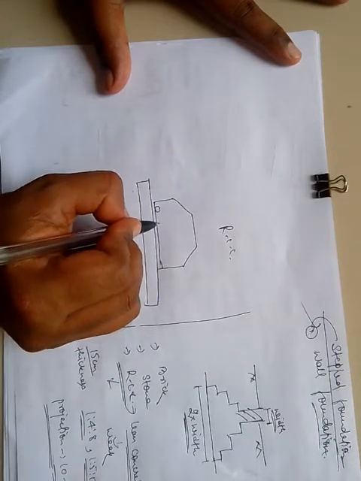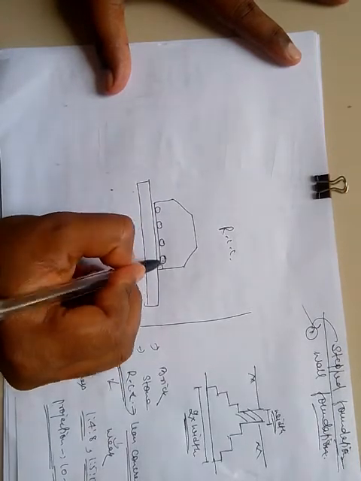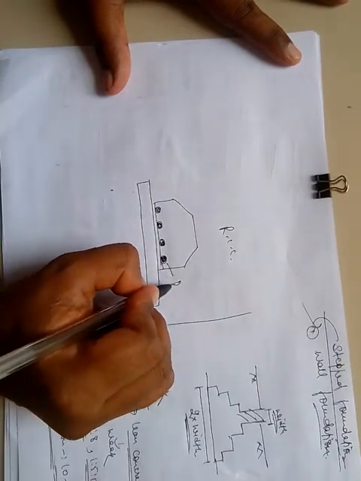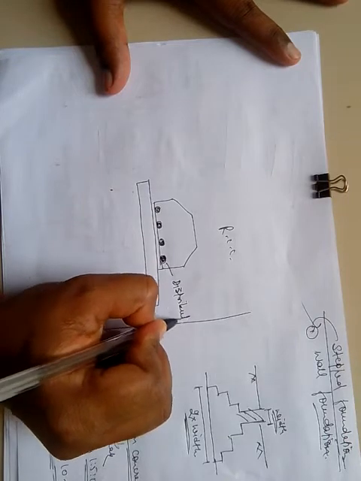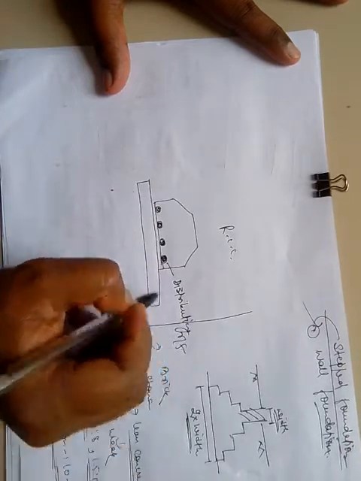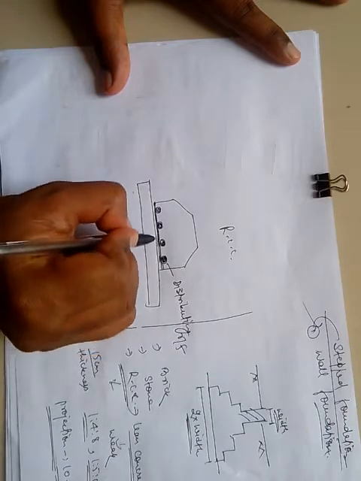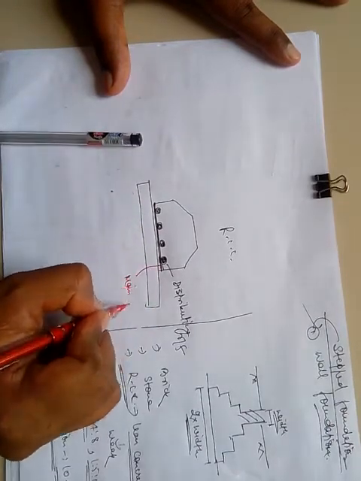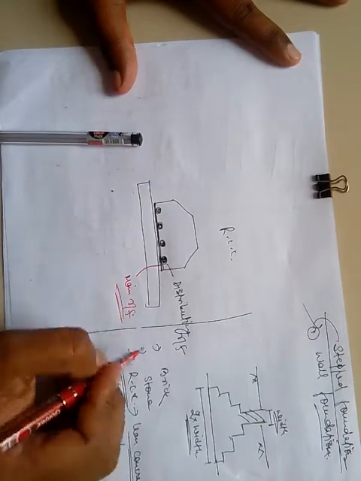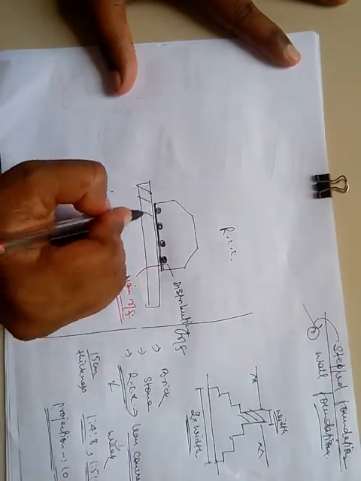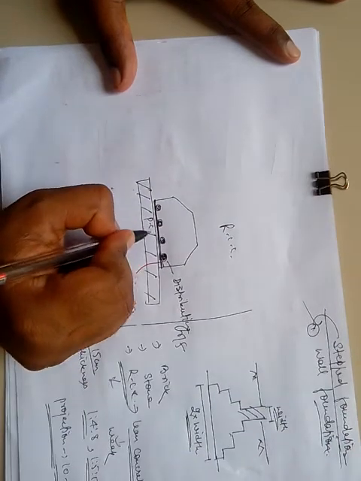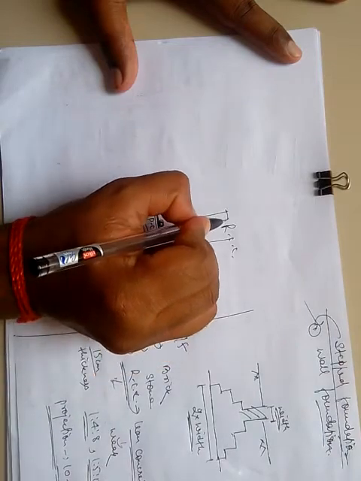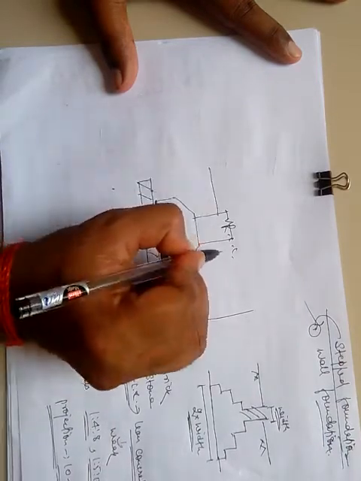In this, these are distributing reinforcement, and this one is main reinforcement. This layer is of PCC type. And this is the superstructure or the wall.